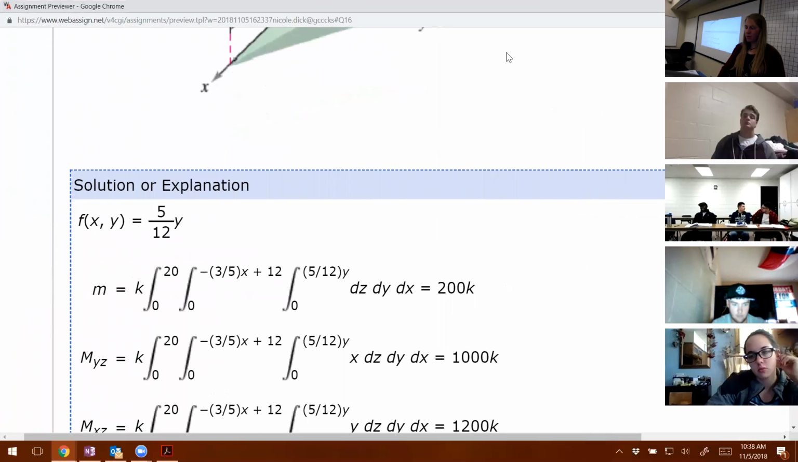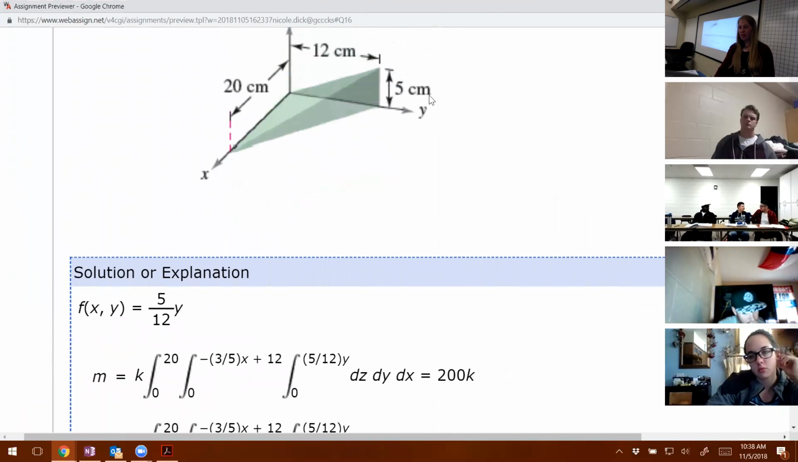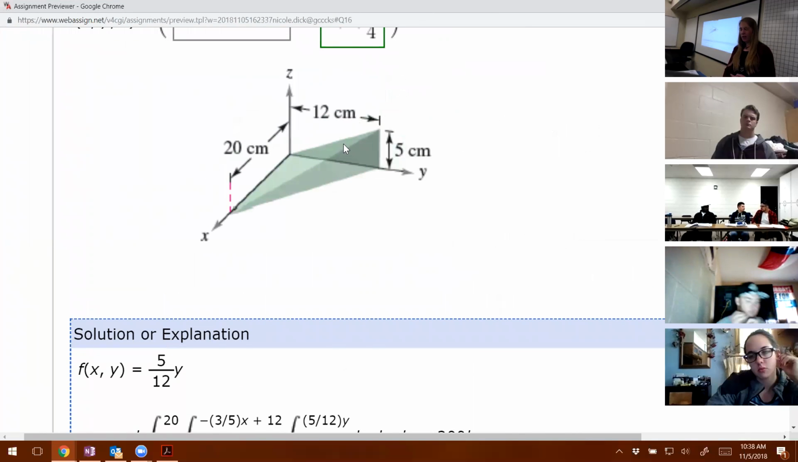F of x, y equals 5 over 12 y. That is the function of the surface here. Since this is just slanted in one direction, it's like a cylindrical surface, which sounds weird because it's a plane, but we're taking this line from the origin out to this point where the 5 and the 12 meet, and extending that in one direction. So there's no x component to this.